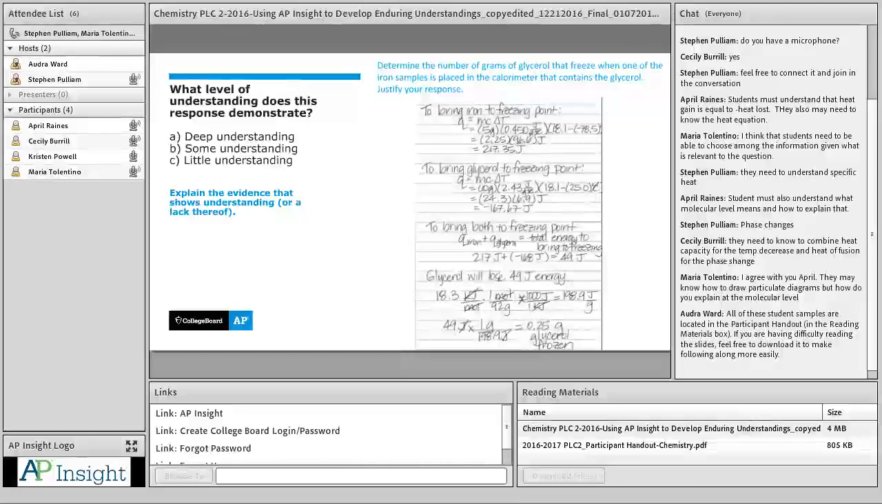Right, and do they show that? I do find those, Stephen, that my students in particular have a hard time following calculations unless they have a pathway, and I feel like this gives a pathway.